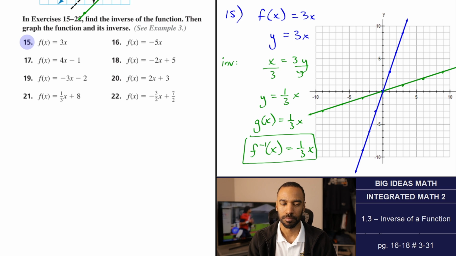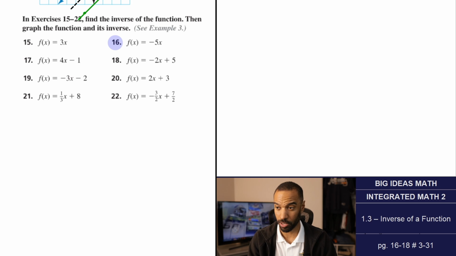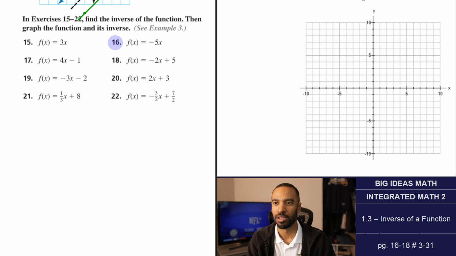Okay, that's 15. All the other ones will be the same format. We just have to make sure we find the inverse properly. These look like all linear equations though. Let me get the graph out there first so I know how much room I have.